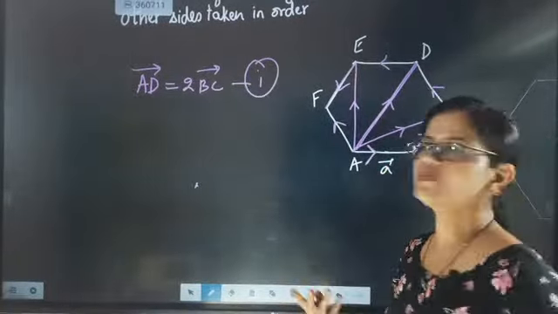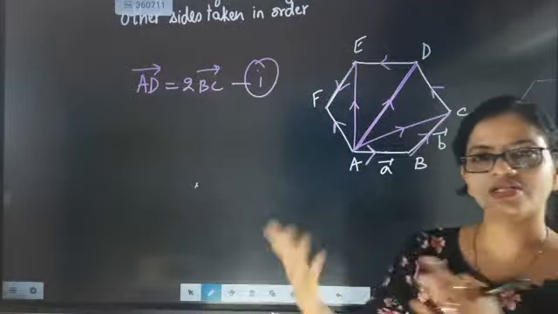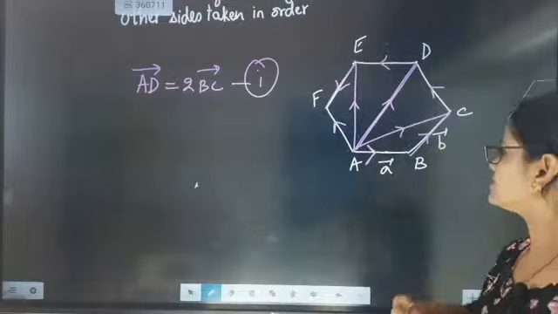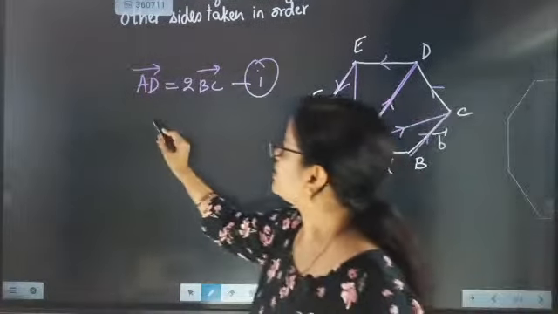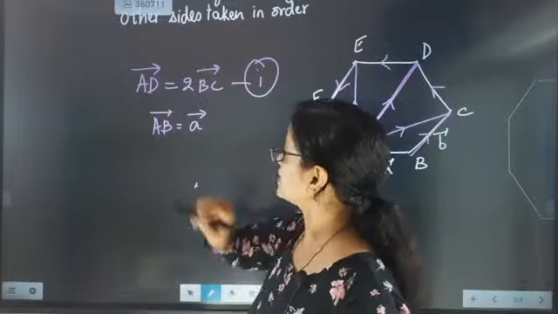Now we will start the story because they are asking about all these sides. We have to find all these sides. So here a regular hexagon is there. So first, vector AB will be equal to vector A.